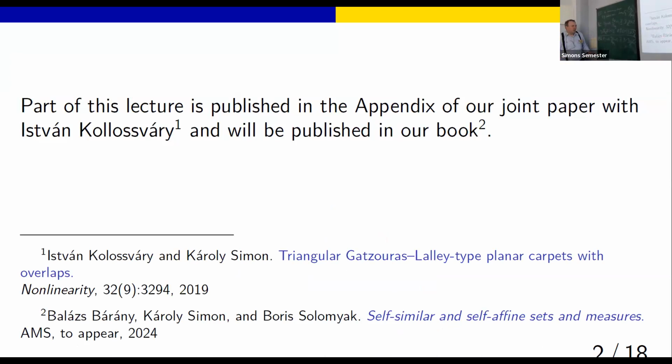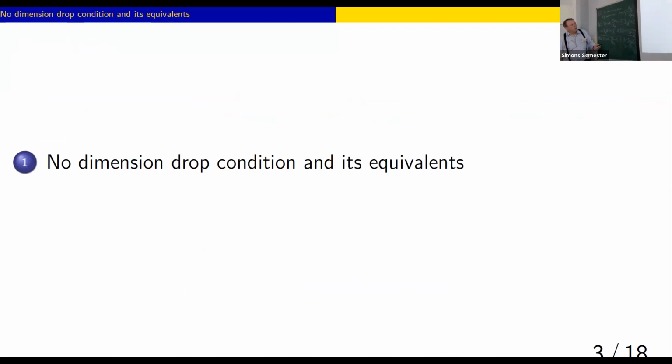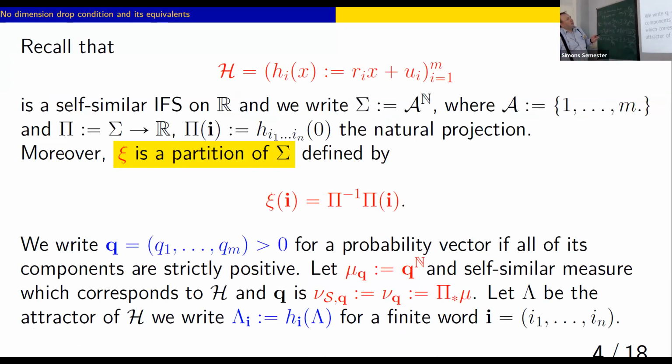So, no dimensional condition and its equivalent. The situation is that we consider an iterated function system on one dimension, either a C^{1+η}, or let me say C^2, iterated function system, which consists of all contractions, or a self-similar iterated function system. Here the r_i are in modulus less than one, but different from zero. So let me say that just for an easier setup, I stick to this now.